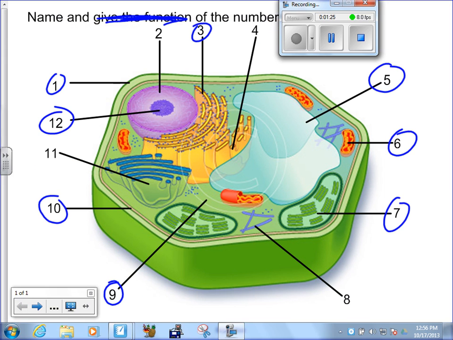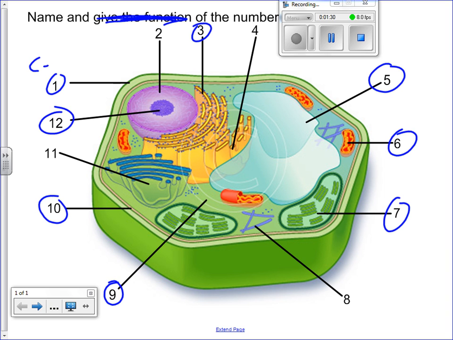Structure number 1. What is it? Cell wall. Okay, for structure number 3, the yellow stuff with the blue dots is the rough ER. If they wrote rough endoplasmic reticulum, good for them. Okay. If they wrote number 5 as being the water vacuole, they are right.